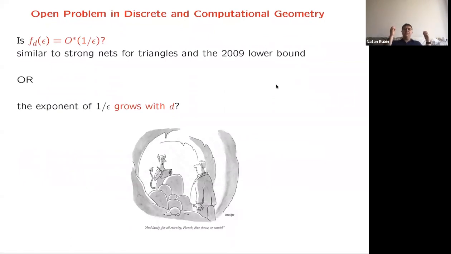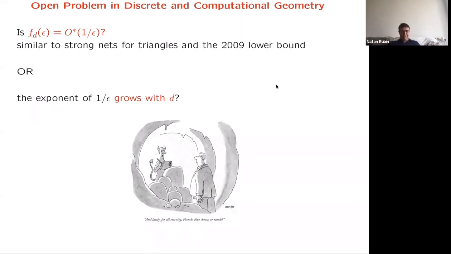So therefore, one of the central open problems in combinatorial and computational geometry is to determine the true growth rate of weak epsilon nets with respect to convex sets. Is it really near-linear in 1 over epsilon, or does our exponent go up with the dimension D?